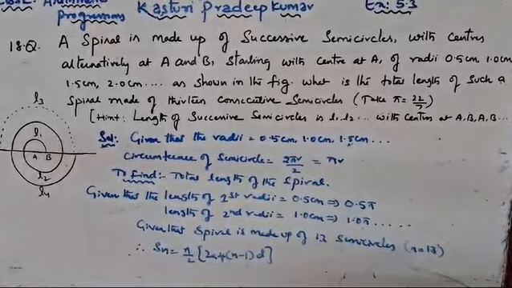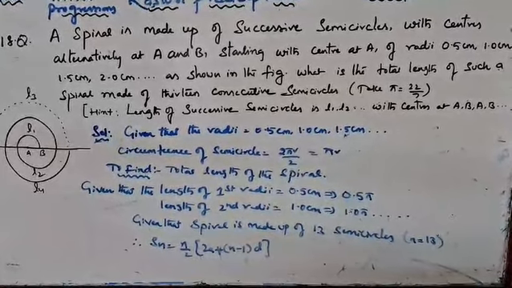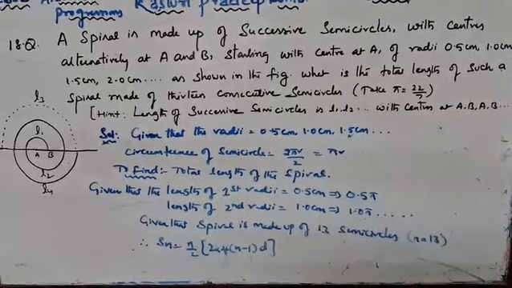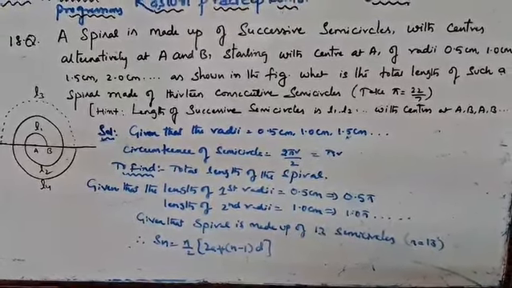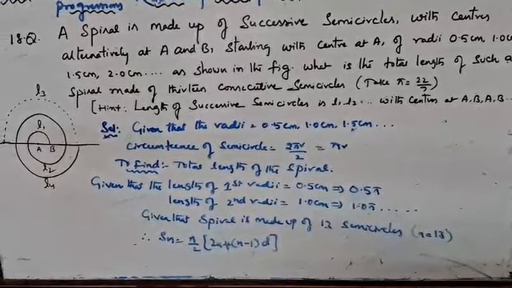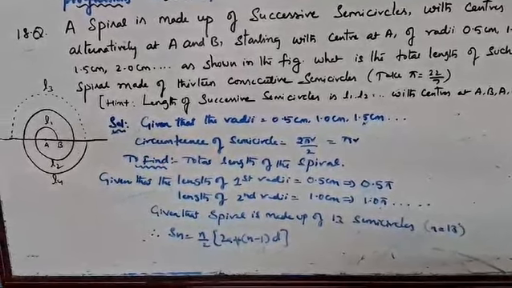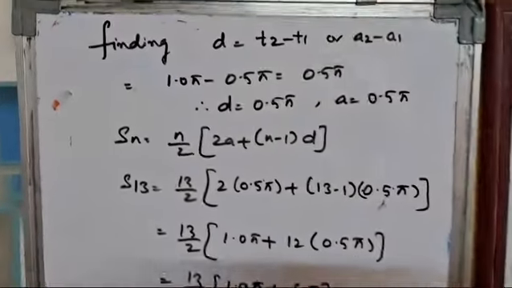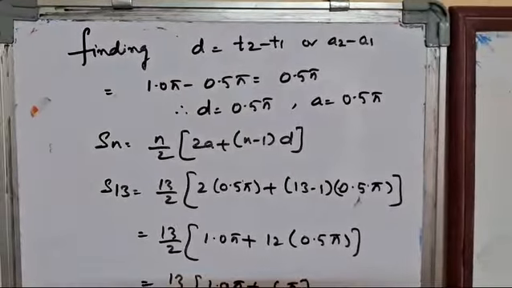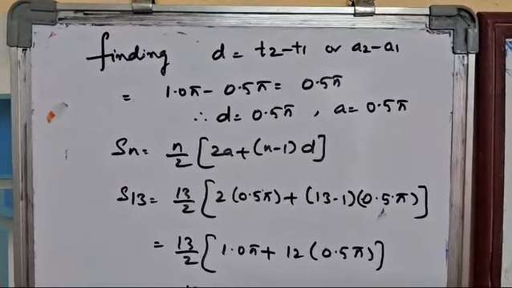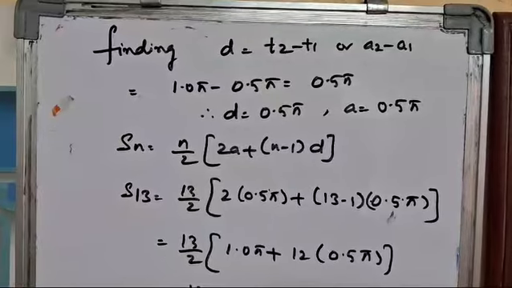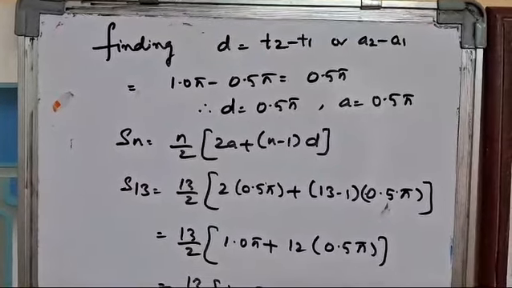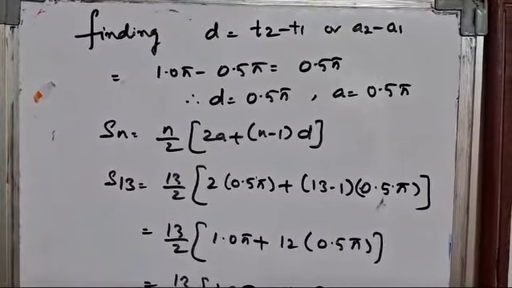So the length of the first semicircle with radius 0.5 centimeters is 0.5 pi. Length of the second with radius 1 centimeter is 1.0 pi. Okay, using the Sn formula, Sn equals n by 2 into 2a plus n minus 1 into d. So finding the d value, what we get? 1.0 pi minus 0.5 pi, we get 0.5 pi.